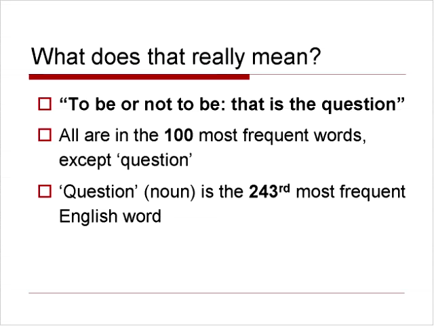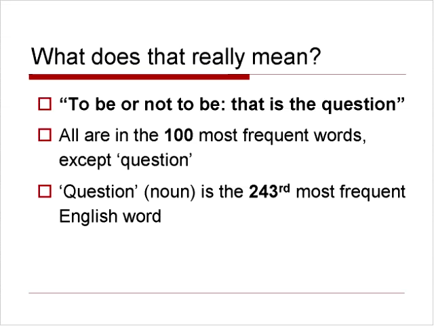Look at this first sentence here. To be or not to be, that is the question. Well, that's probably the most famous sentence in English. And actually, all the words there, except for question, are in the top 100 most common words in English. Actually, they're all in probably the top 50. To be or not to be, that is the.